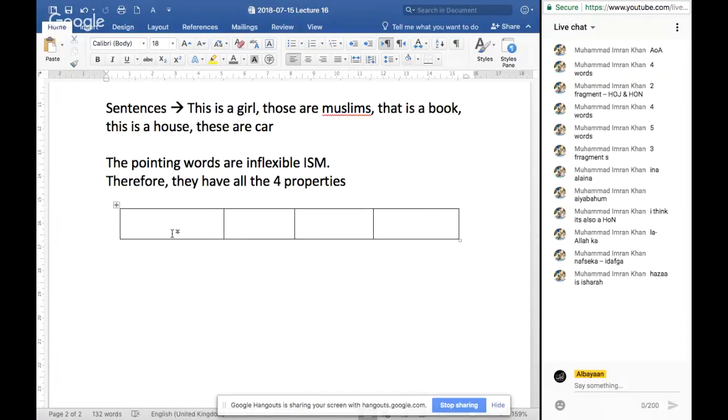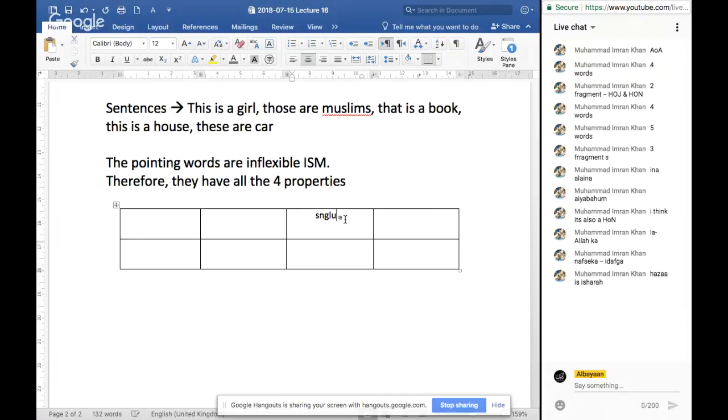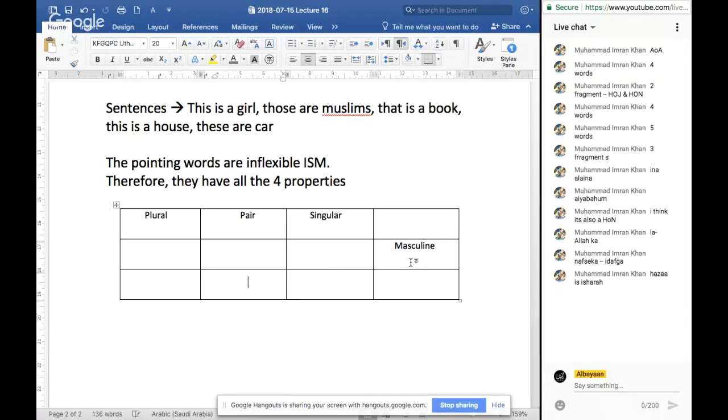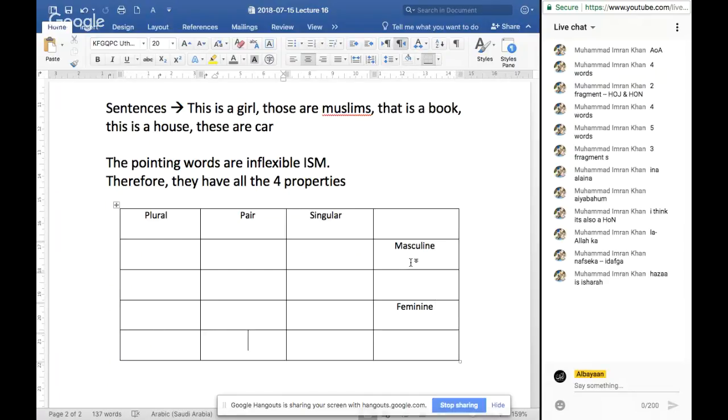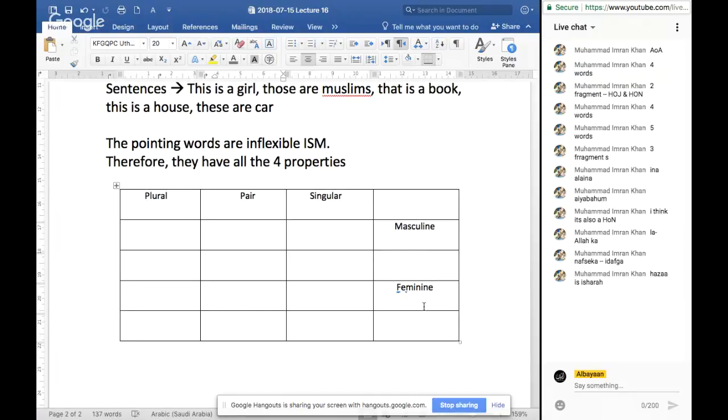Good. So let's make some headings out of it. Just like before, we have singular, and then we have pair, and then we have plural. But there's another thing here. I'll tell you in a bit, inshallah. So just bear with me, okay? And then we have a masculine form of these pointers. We also have a feminine form of these pointers. Singular, pair, plural, masculine, feminine. Okay, and we're going to fill that in, inshallah, slowly, slowly.